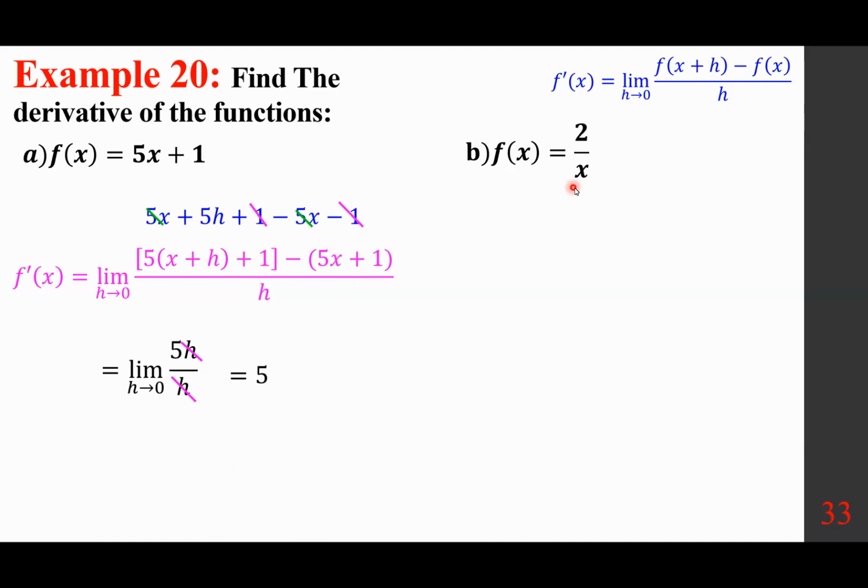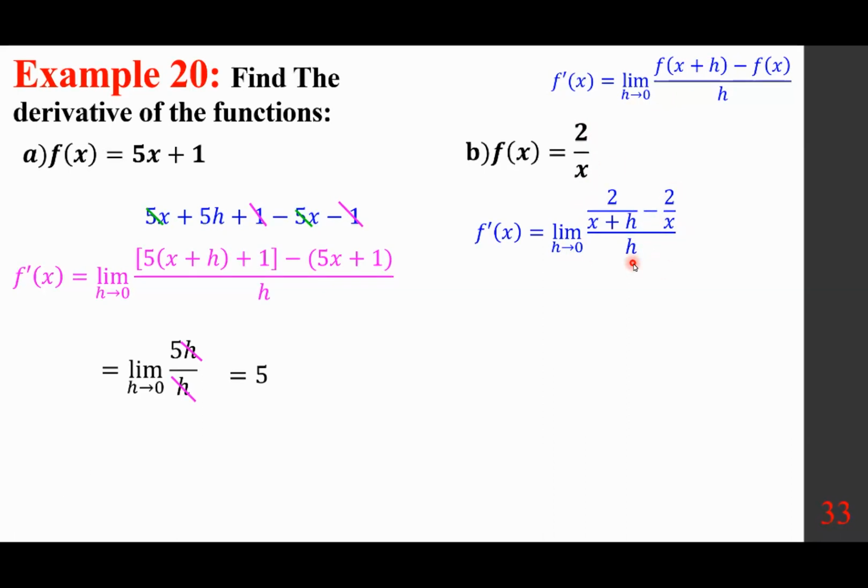We want to set this up according to this formula. f prime of x is the limit of f of x plus h. f of x plus h is 2 over x plus h, minus f of x, that means this, over h. So this is the part I hope everybody can see. This is 2 over x plus h. By the way, if you plug in h equal to 0, you end up with the indeterminate form 0 over 0, whether it's here or here.